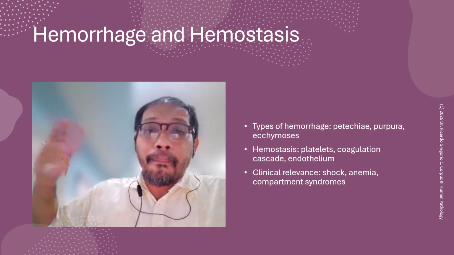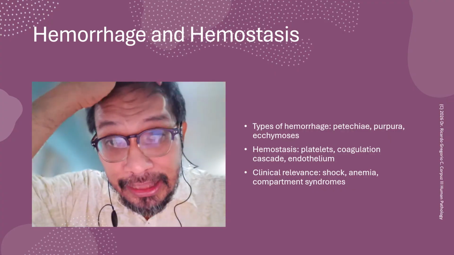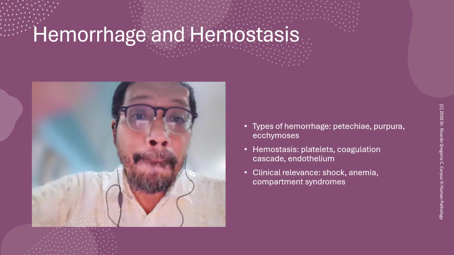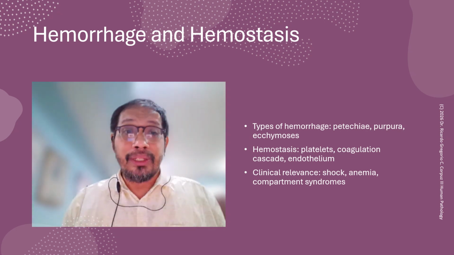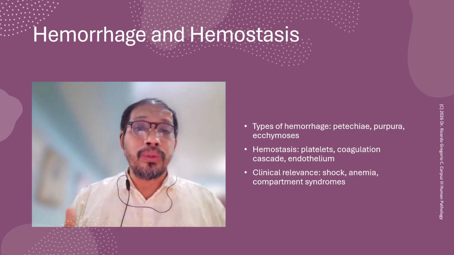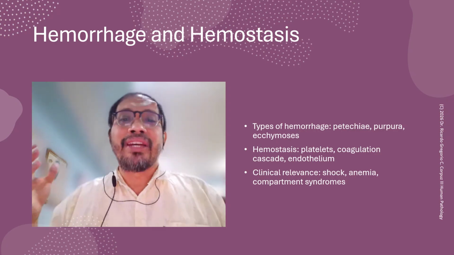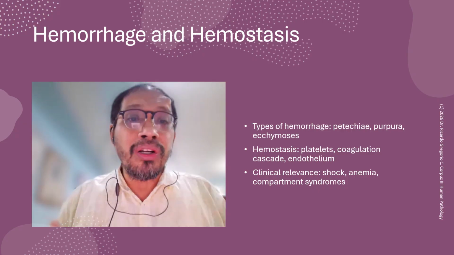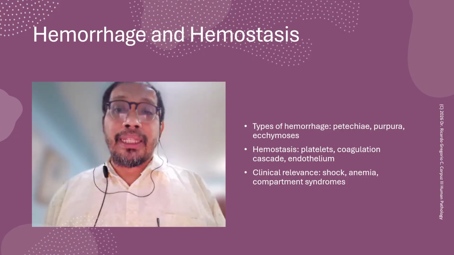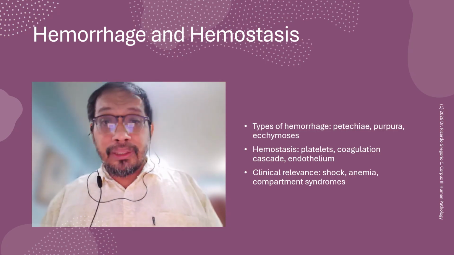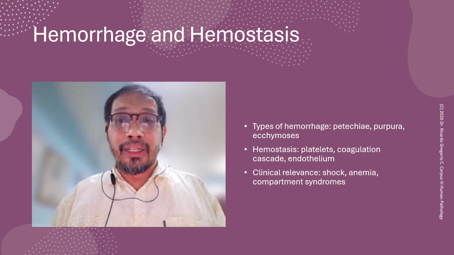Petechiae are minute hemorrhages caused by platelet abnormalities and capillary fragility. Purpura and ecchymosis represent progressively larger bleeds into the skin or mucosa. Then we go to hemothorax, hemoperitoneum, and massive external hemorrhage, which occur when large vessels are disrupted. This spectrum helps students link the clinical appearance of bleeding to the severity and location of vascular injury.